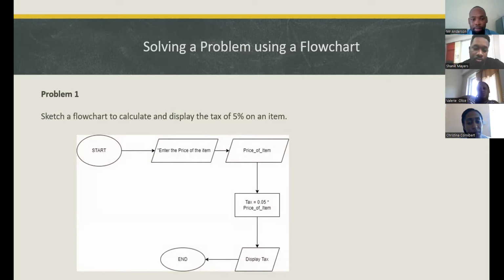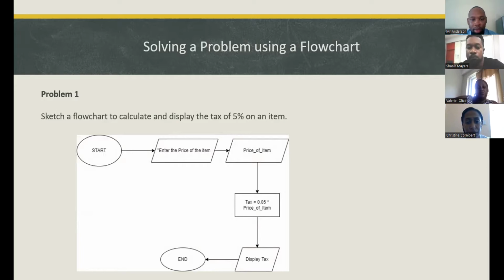Okay, and the other symbol, which symbol is that? I didn't hear you, Christina. A parallelogram. Very good. Okay, so a parallelogram. We want to ask the user to enter the price of the item. Okay, we want to prompt the user to enter that. So we use a parallelogram, and this represents output.